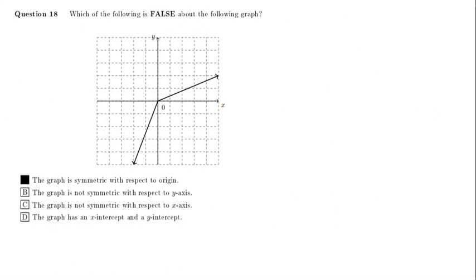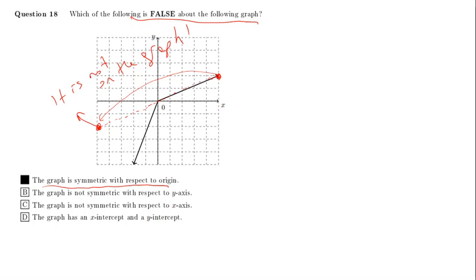Now, which is false about the following graph? The graph is symmetric with respect to origin. So when it is symmetric with respect to origin, when you take a number here, look at its reflection through the origin, it has to be on the graph. It's clearly not on the graph. So when you take the reflection with respect to the origin, it is not on the graph. So basically, this is false.